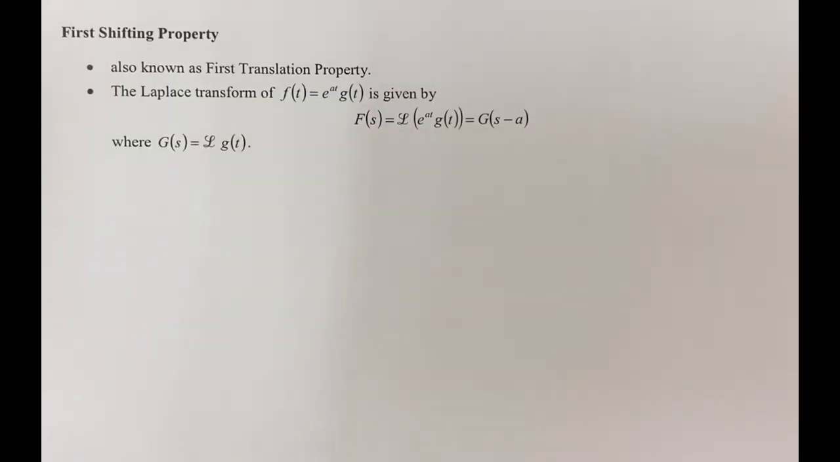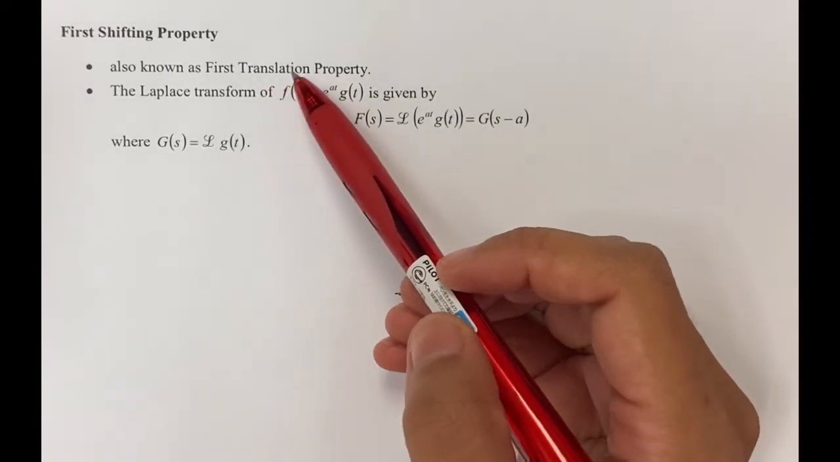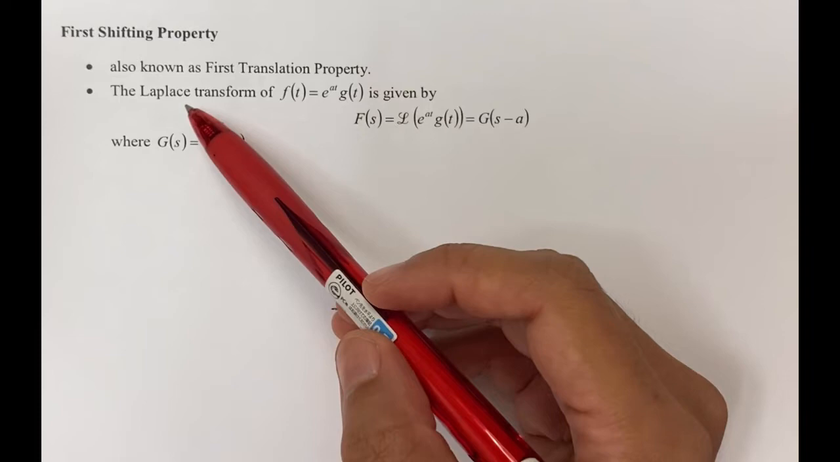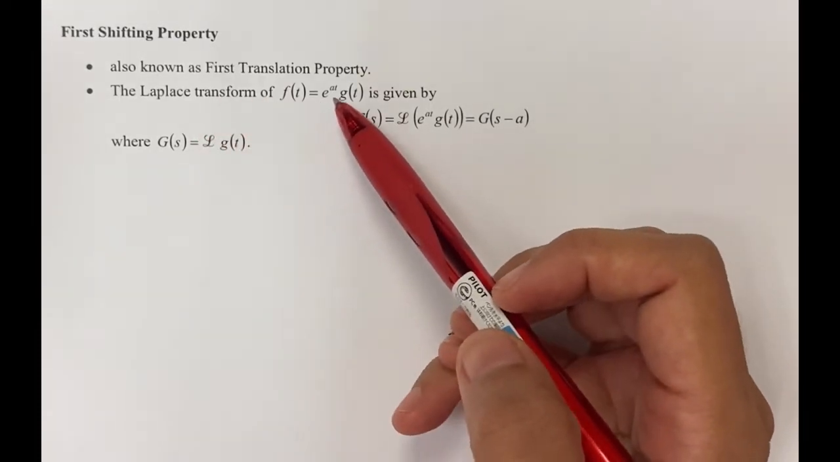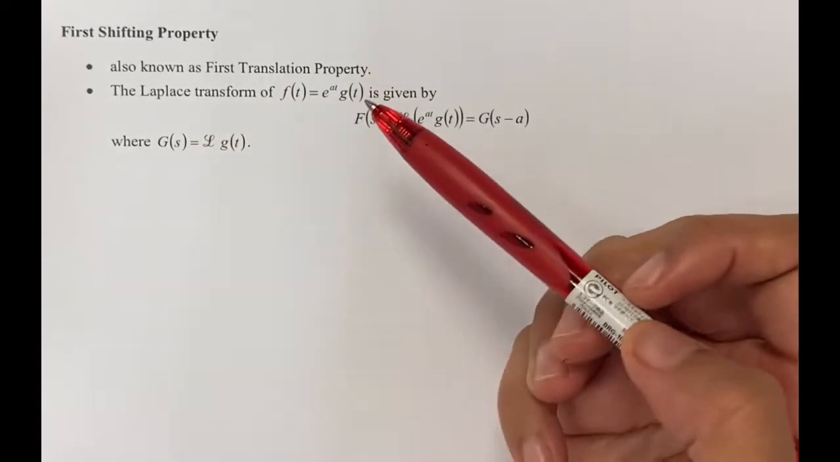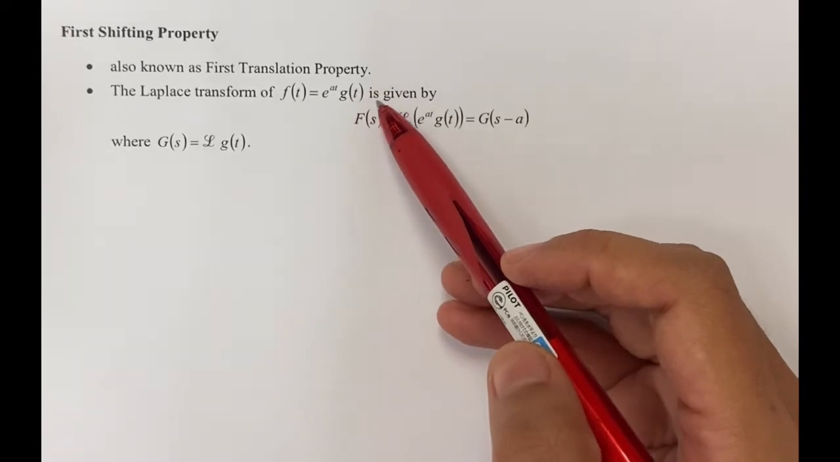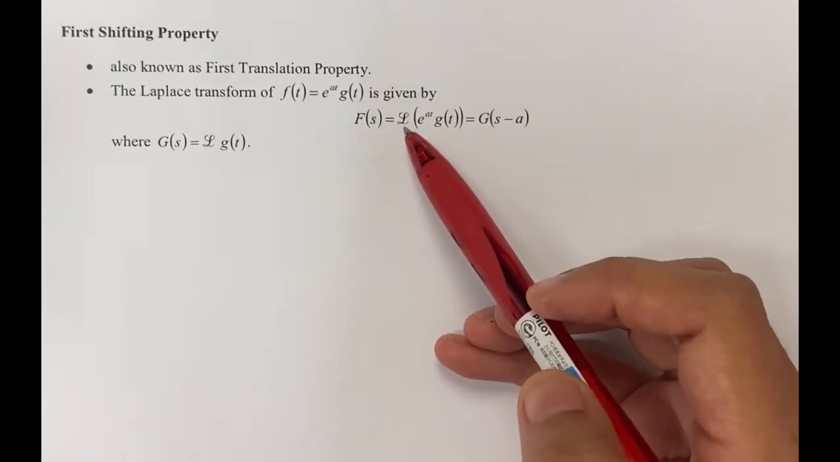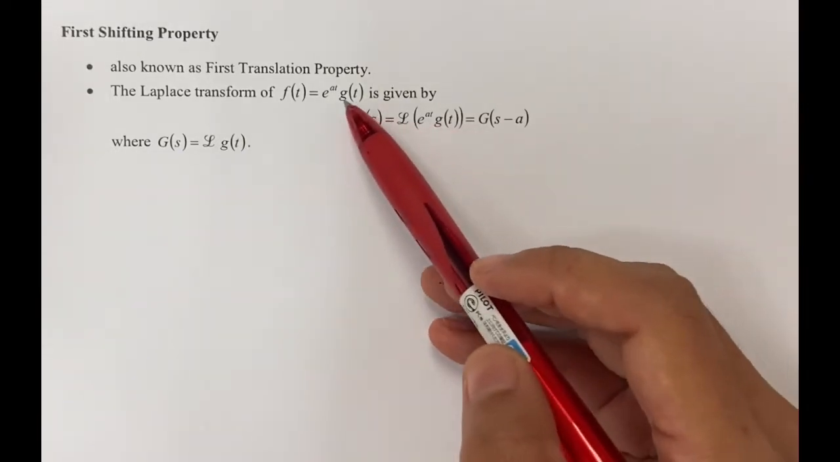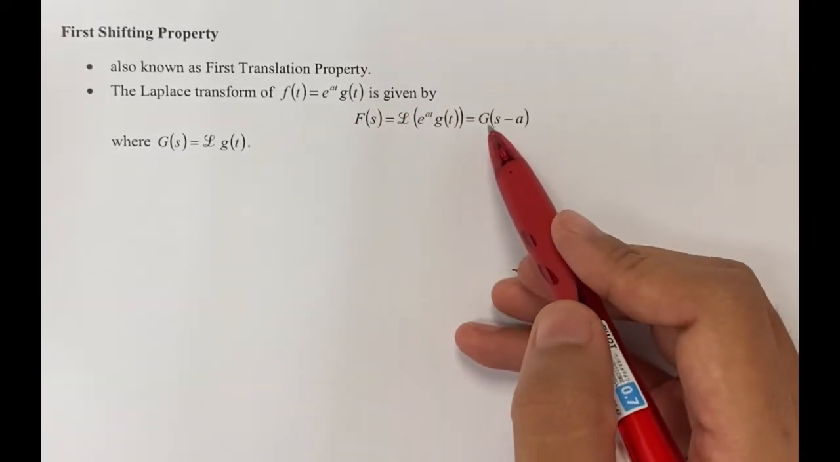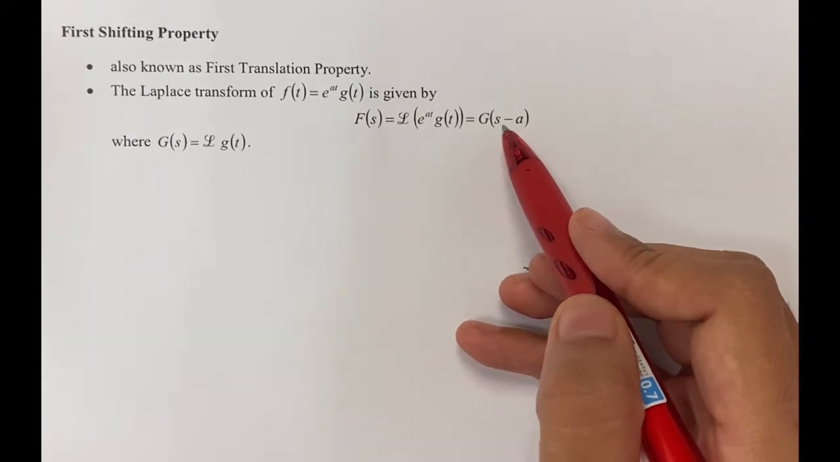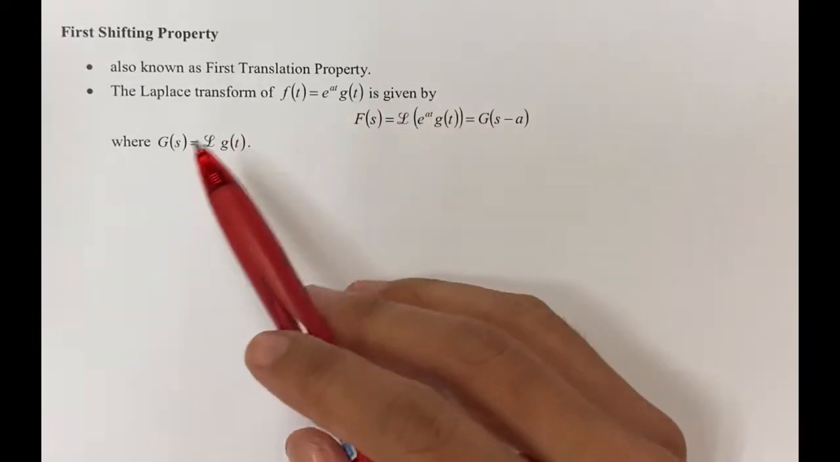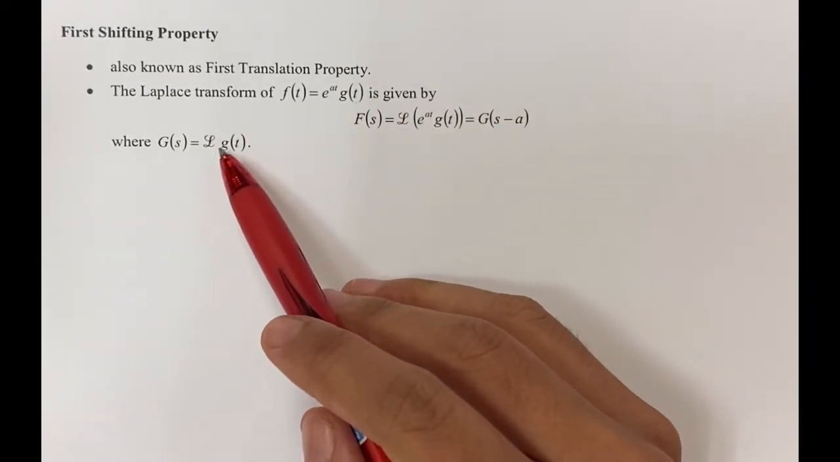The next property is the first shifting property or first translation property. So the Laplace transform of ft equal to exponent at multiplied by gt is given by Fs equal to, find what is the Laplace transform for exponent at gt, and it is equal to Gs minus a. Okay, and Gs is the Laplace transform for gt.